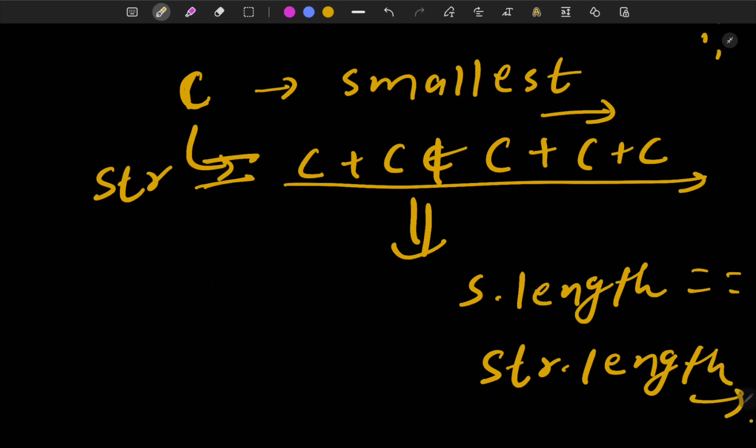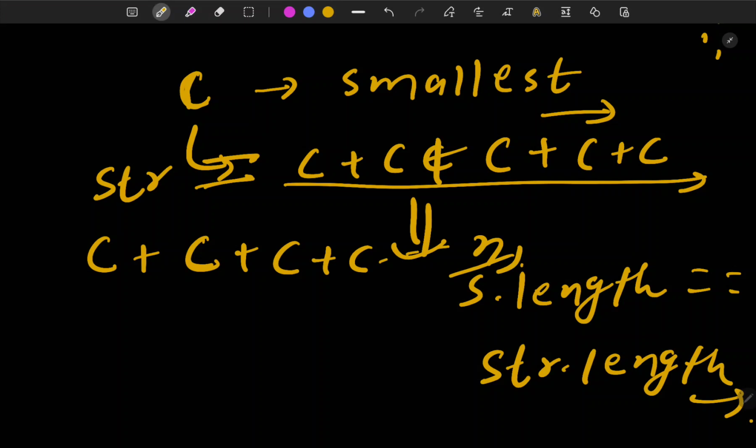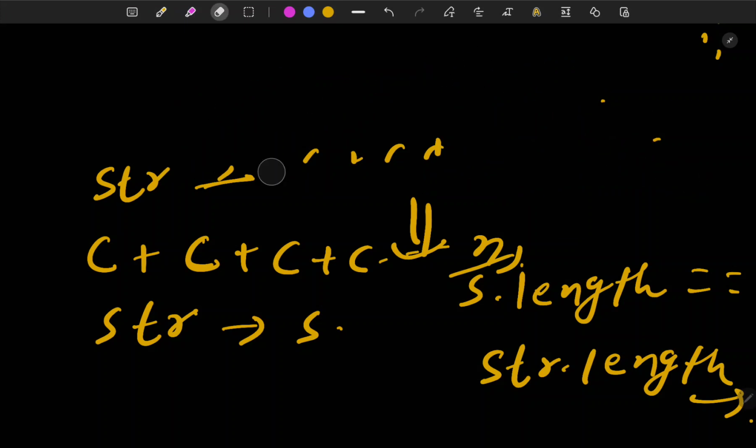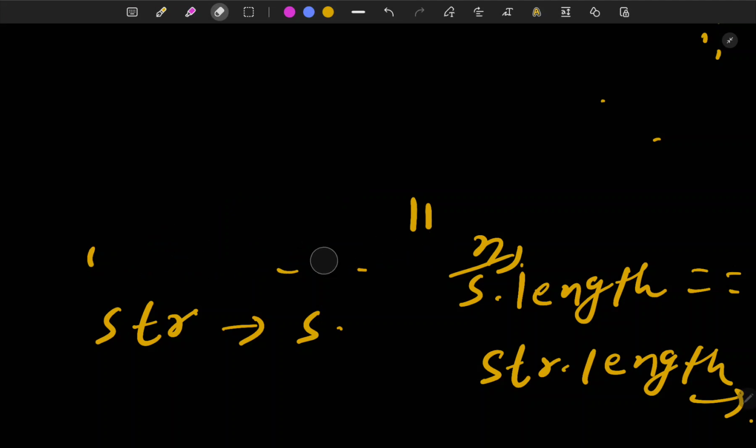Okay, and one more condition was there: if you are concatenating the string C plus C plus C, n times, then after the concatenation, if you are getting any difference from str to s, then that difference should be at most 1. Basically, let me rub it first.